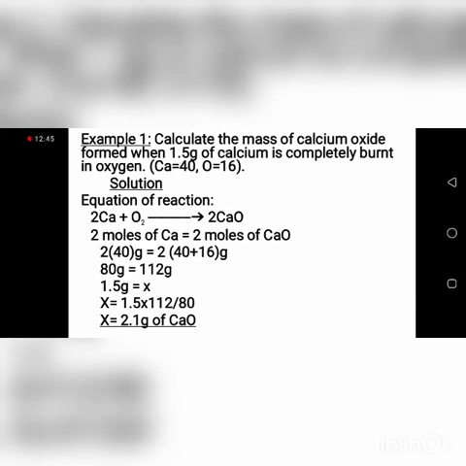So we now go back to the question. We are given 1.5 grams of calcium. So what is the mass that will be produced by 1.5 grams of calcium? 1.5 grams of calcium will give us X. We'll make X the subject of the formula, cross multiply and divide. You have X is equal to 2.1 grams of calcium oxide. So this particular question has demonstrated that you can be given mass and you will also be required to calculate mass. And it is termed mass-mass calculation.